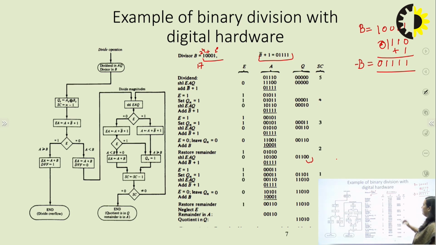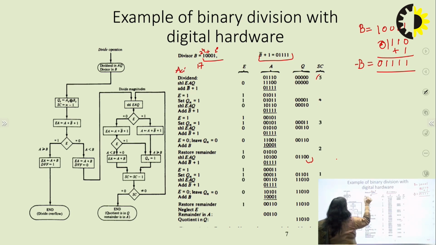So we have to initialize the sequential counter also. Now in Q we have 1, 2, 3, 4, 5 bits, so we will initialize the sequential counter with 5. Now these are the courses of action that we have to perform.